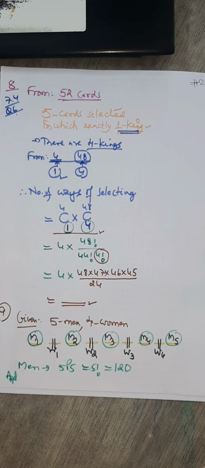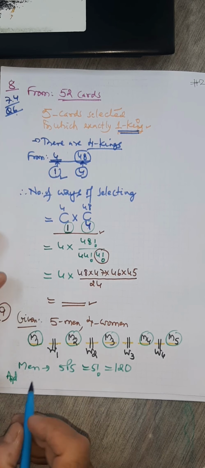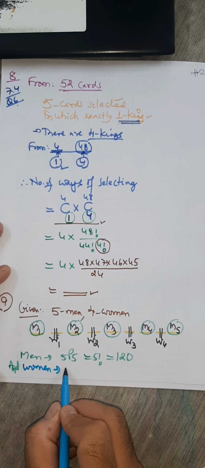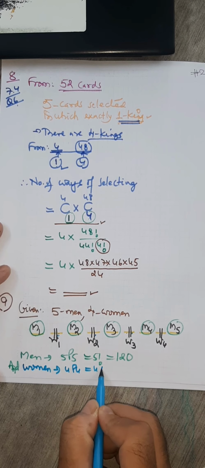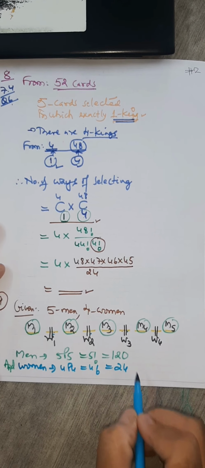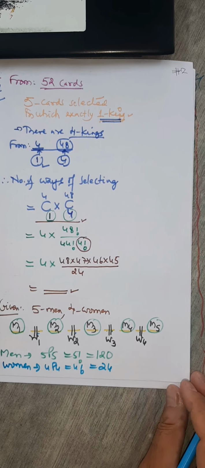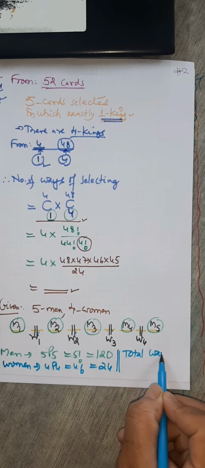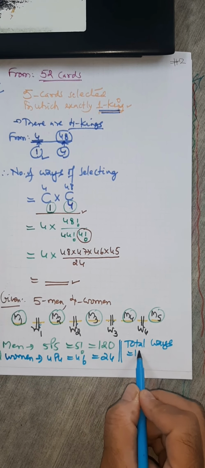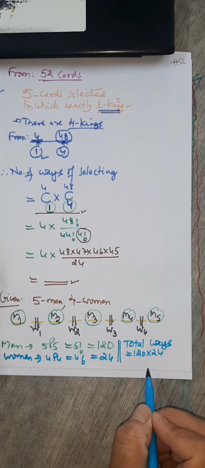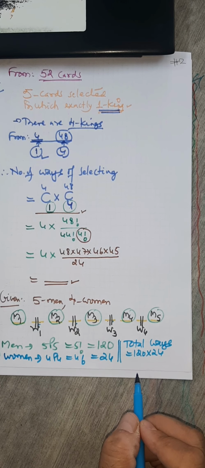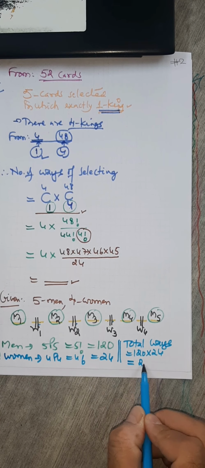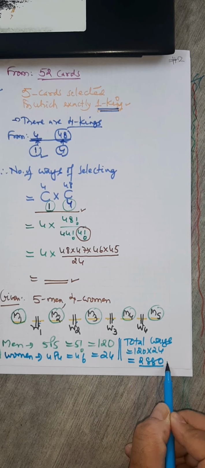Women can be arranged in how many ways? Women can be arranged in 4 positions with 4 women, 4P4, that is 4 factorial, which is 24. So how many ways can this be done by the counting principle? The product of these two. Therefore total ways is 120 into 24. So your final answer would be how much? Just get the product of these two. You will get 2880. This many ways this can be done.